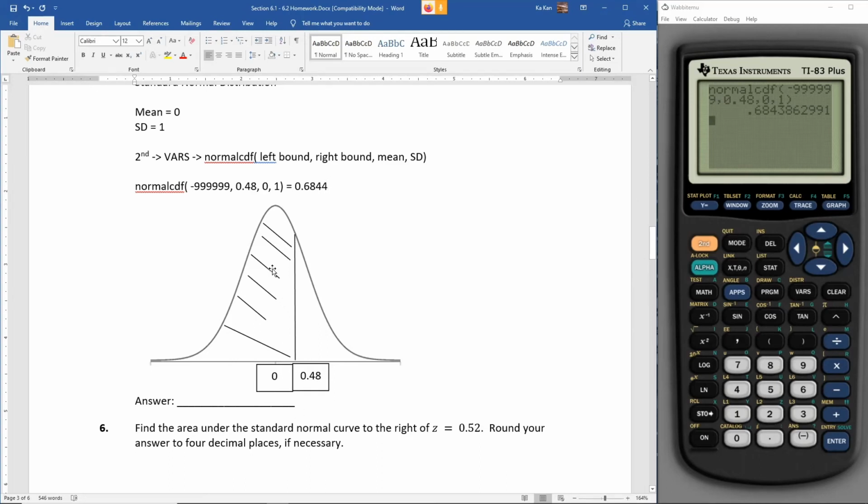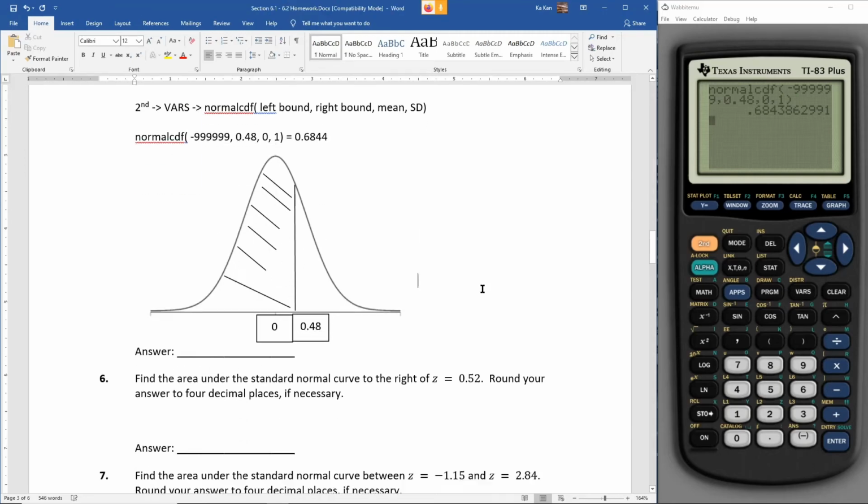So that means if you take the probability, the area on the left of 0.48 as the z-score, you should get 68.44% of the data. So if you go into a data set, any distribution, if it's normal, standard, to the left of 0.48, you should get 68.44% of the probability on the left.